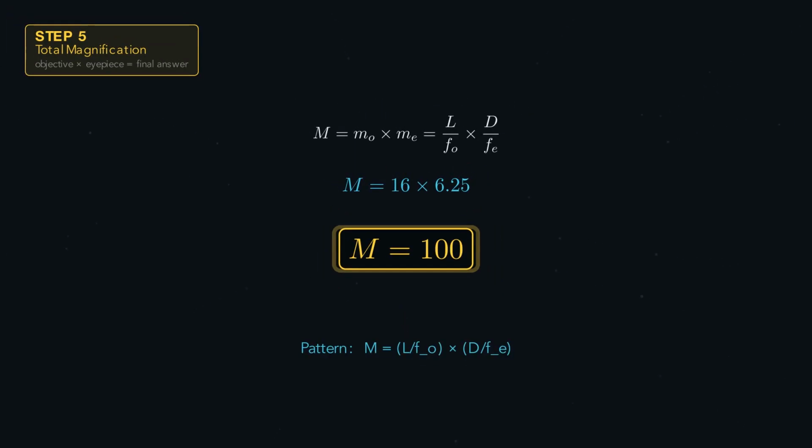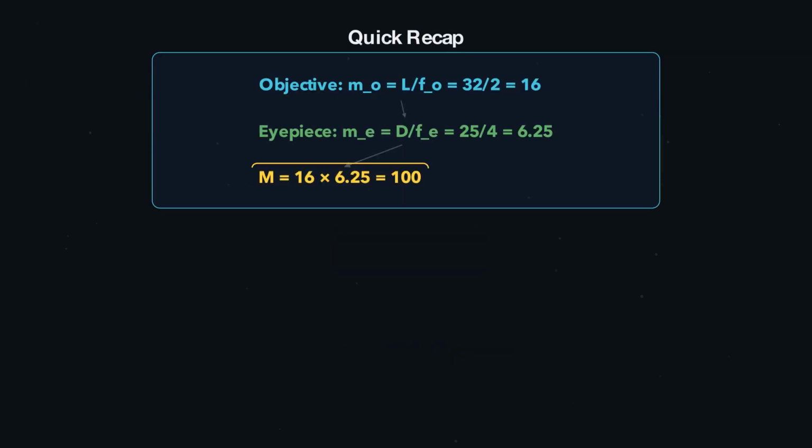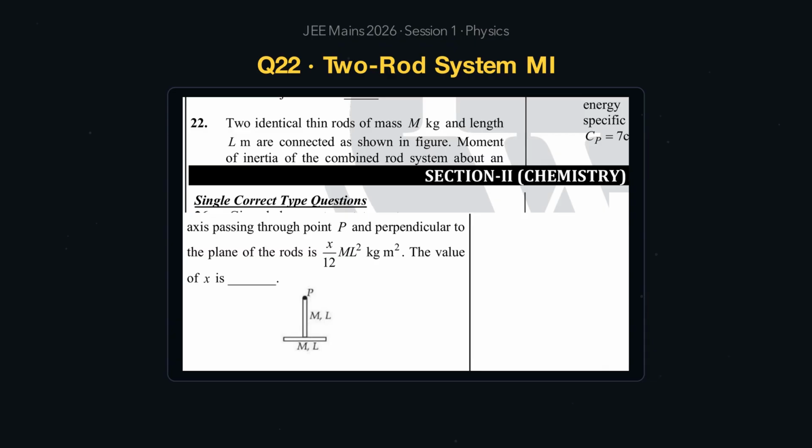Remember this pattern: tube length over objective focal length times near point over eyepiece focal length. Two numbers, one multiplication, clean answer. Two rods, one pivot point, but the pivot's position changes everything, and most students fall for a classic trap here.